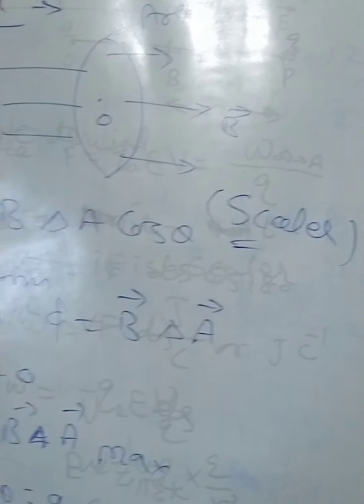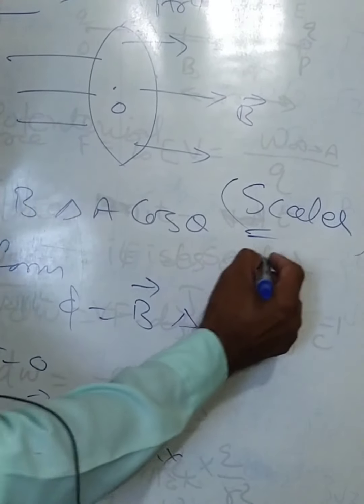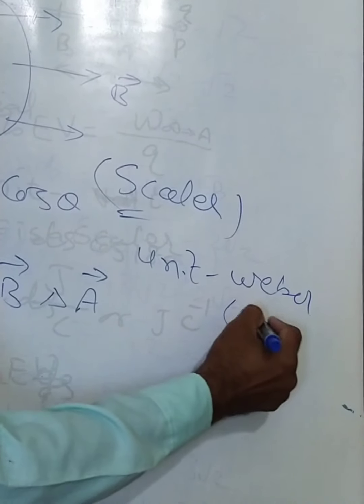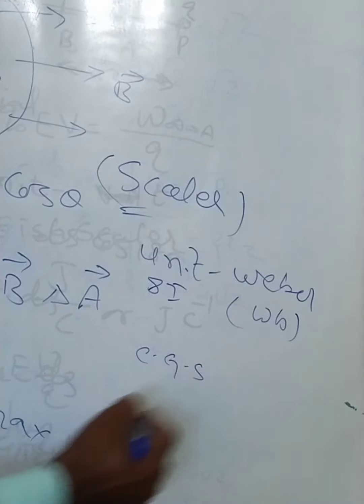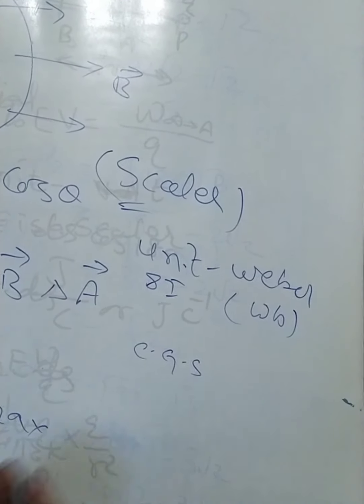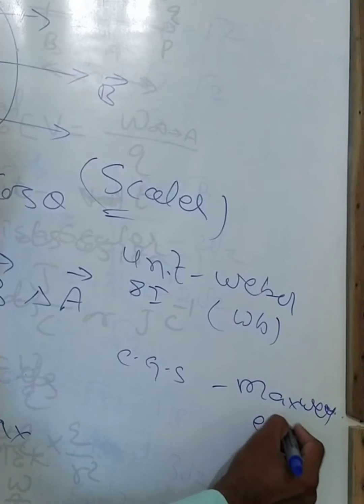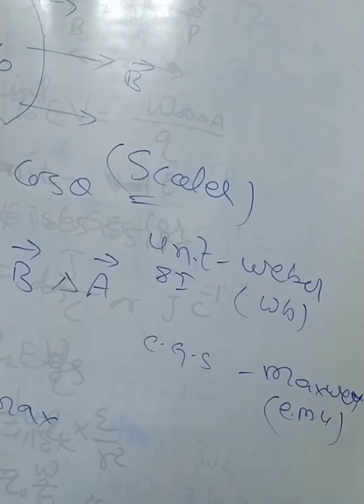So flux is a scalar quantity, and its unit is Weber. Weber is represented by Wb. This is the SI unit. In the CGS system, we have the Maxwell, or EMU, electromagnetic unit. This is for the flux.